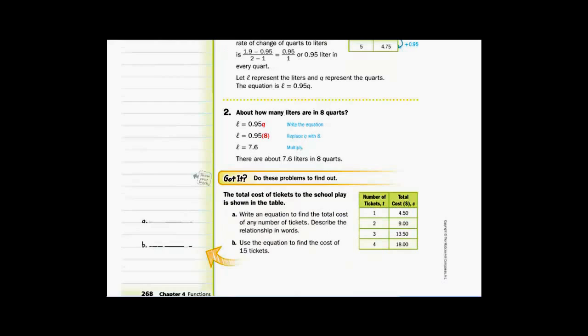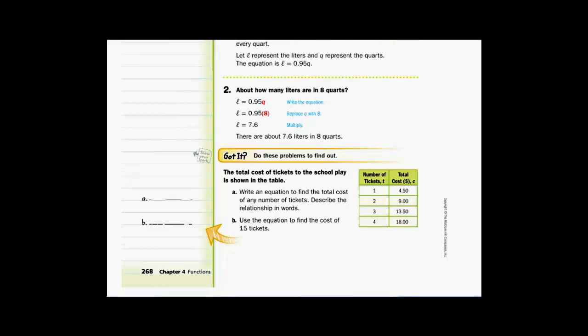They're going to talk on the next one about slope and y-intercept and all that. But I want you just to think about it. So pause it and try the got it. All right, back with me.